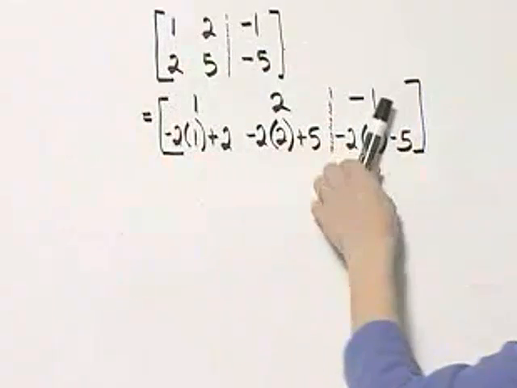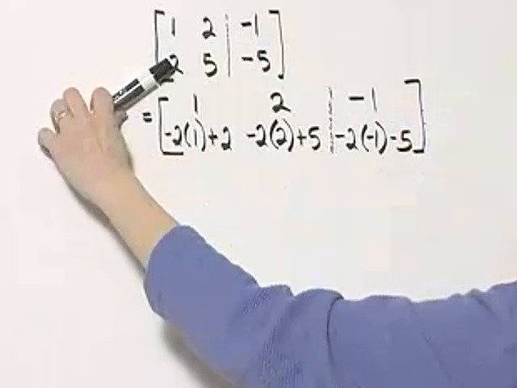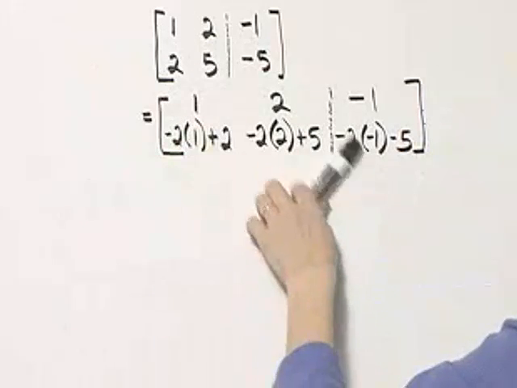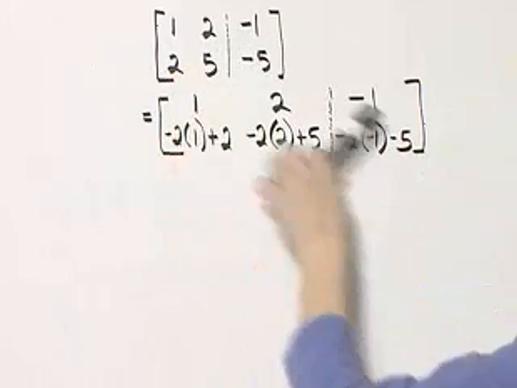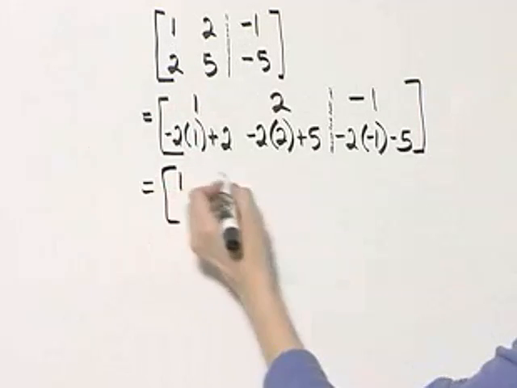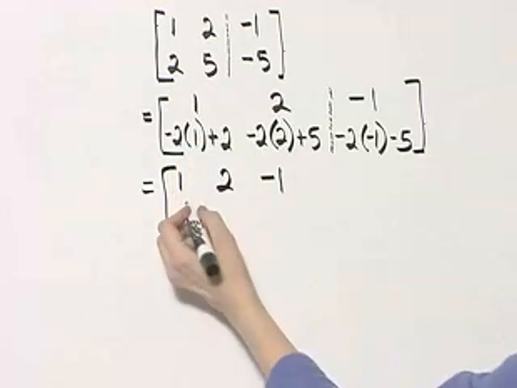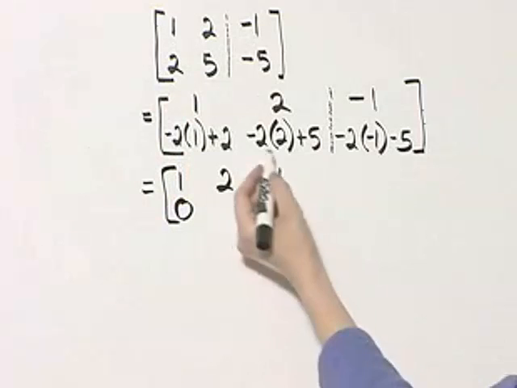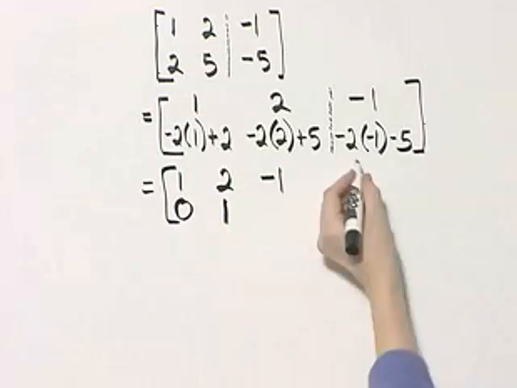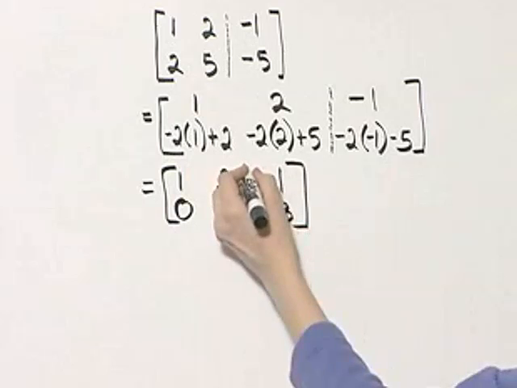The first row remains the same, but notice the second row. -2 times this element plus this element, -2 times this element plus this element, and -2 times this element plus this element, which is -5. All right, so let's rewrite. First row is the same. What do we have here? We have -2 times 1 plus 2. We have 0 like we want. This is -4 plus 5, which is 1. And this is 2 minus 5, which is -3.